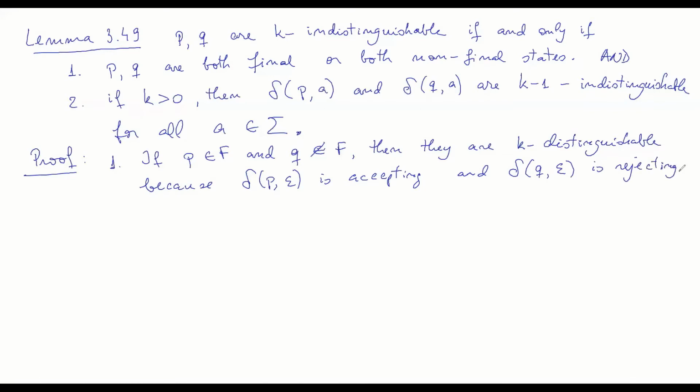So K distinguishable means that you could do this with words up to length K. So you can certainly do it with epsilon. So really the first condition is satisfied. You cannot have them one final, one non-final. They have to be both final or both non-final.